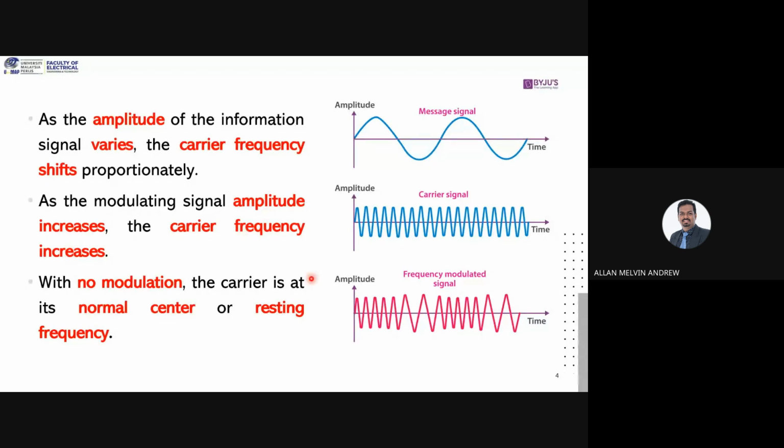I think I already explained this. With no modulation, the carrier is at a normal center or resting frequency. So like this, no modulation happens. It will keep on going at the same height, the same amplitude, positive and also negative. So we call it the normal center, or the resting frequency.